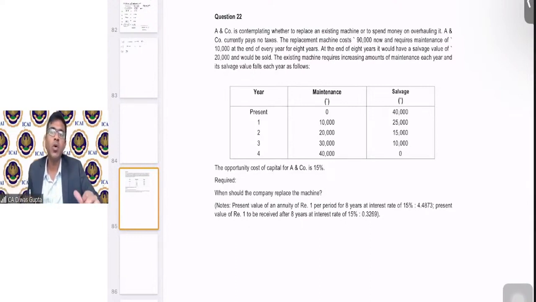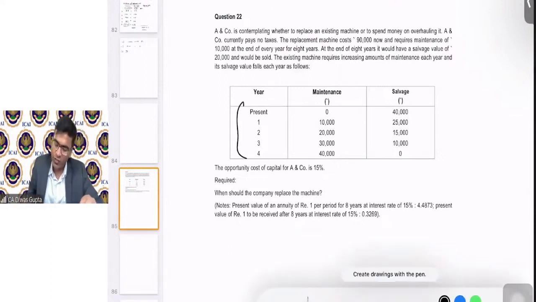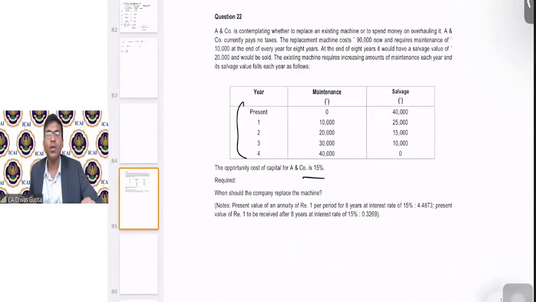The replacement machine costs 90,000 now and requires maintenance of 10,000 at the end of every year for 8 years. At the end of 8 years, it would have a salvage value of 20,000 and would be sold. The existing machine requires increasing amounts of maintenance each year and the salvage values are given as follows. Opportunity cost they have given to us as 15%. Whether the company should replace the existing machine.